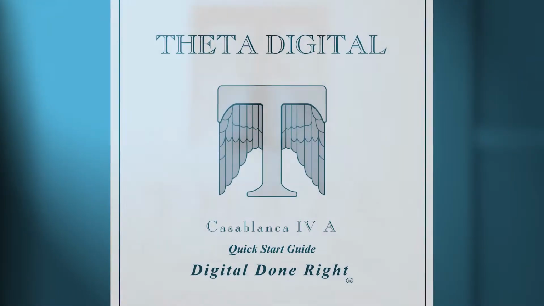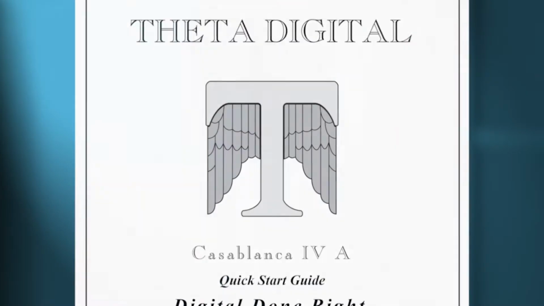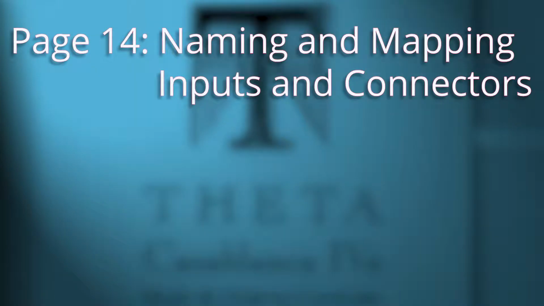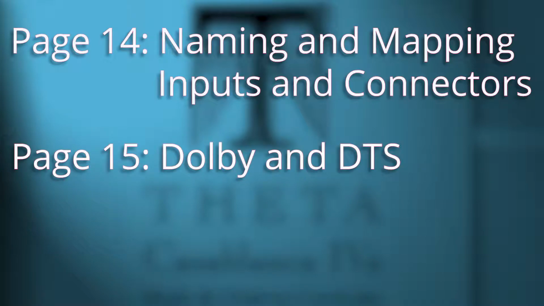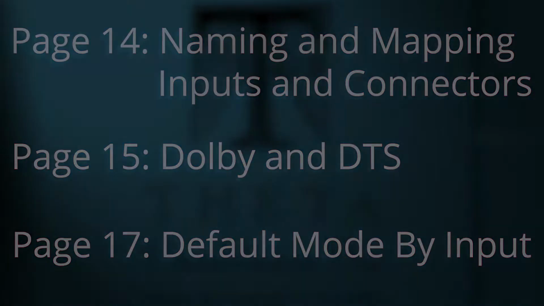Before proceeding, please read the following sections of the Casablanca 4A Quick Startup Guide. Page 14, which covers naming inputs and mapping physical connectors by input. Page 15, which covers the Dolby and DTS pages. And page 17, which covers assigning the default mode used by each input.